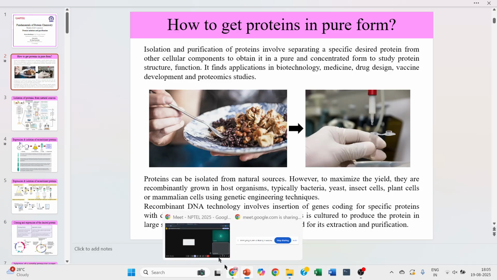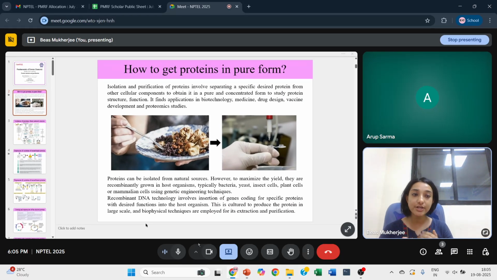So first thing is protein isolation and purification. How to get proteins in pure form. Now in this class, there are a lot of things to talk about and a lot of questions for you to solve, so I will keep it short and we'll move forward very fast. Isolation and purification of proteins involves separating a specific desired protein from the other cellular components to obtain it in a pure and concentrated form to study protein structure and function, and this has a lot of different applications in biotechnology, medicine, drug design, vaccine development, proteomic studies and so on.